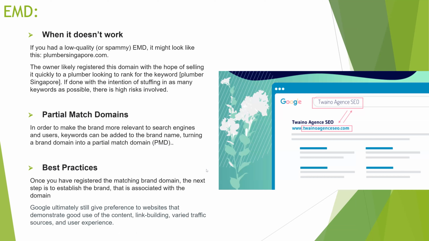So when does it work? When does an exact match domain not work? It's when you have a very low quality, semi so-called exact match domain that maybe looks like plumbersingapore.com. Maybe the owner purchased this with the intention of building up a lead generation website, and stuffing keywords in. That is where the risk will be very high, because Google will tell that this website is actually set up just for lead generation.